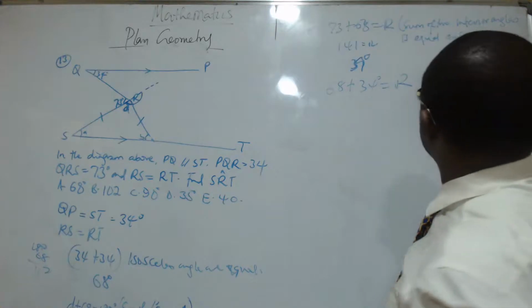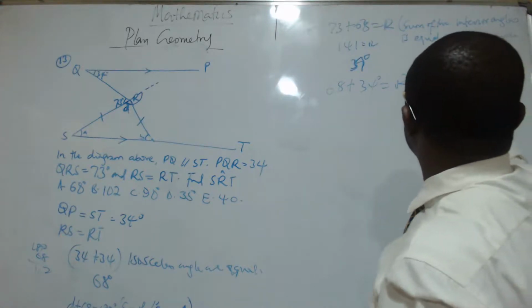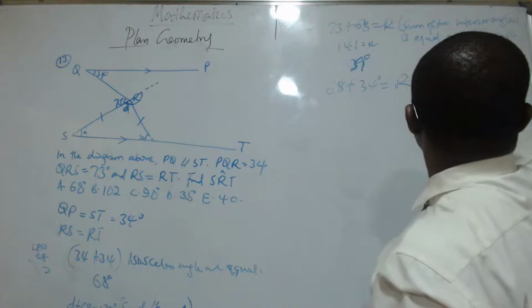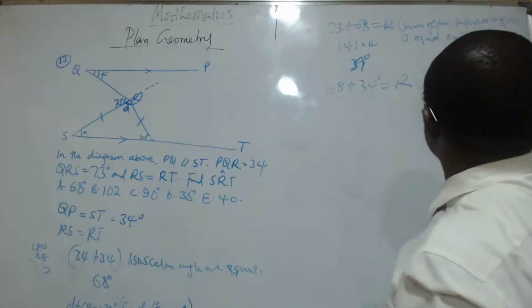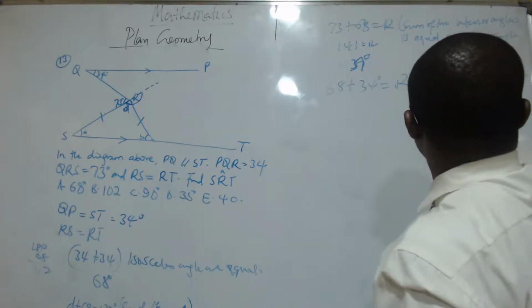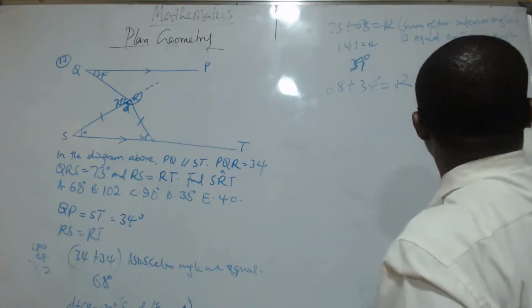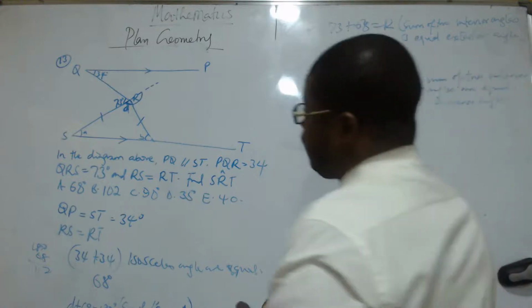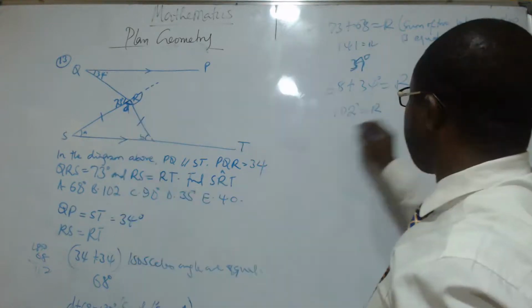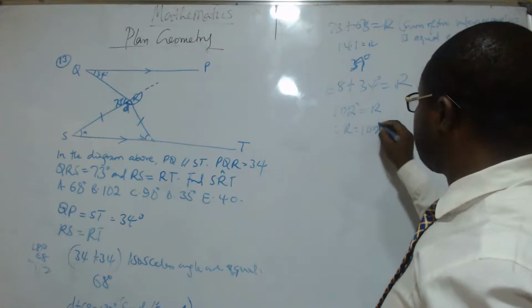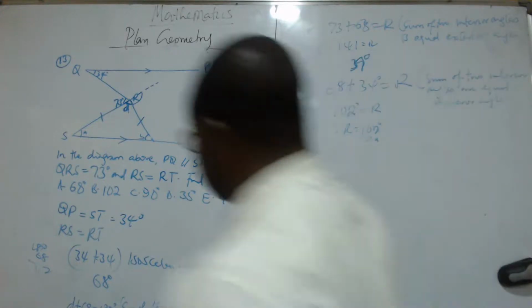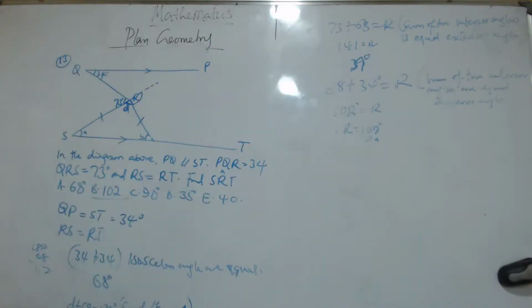Reason. Also, we say the sum of two interior angles is equal to the exterior angle. So 68 now. Therefore, our R is 102 degrees. And that is option B. So that is the angle given to us. Option B is the correct answer.